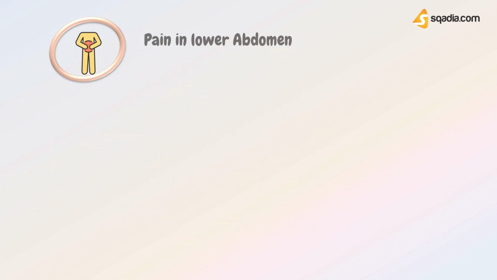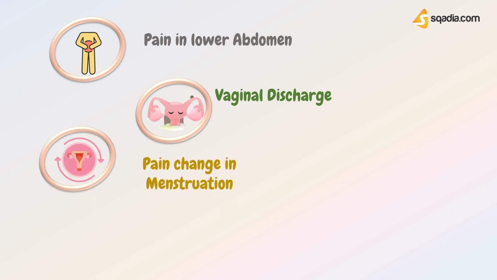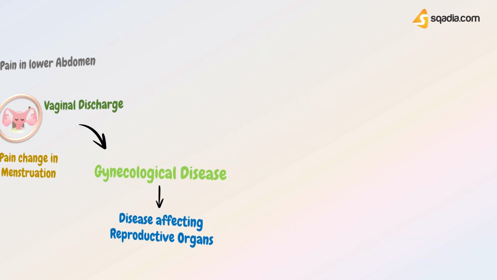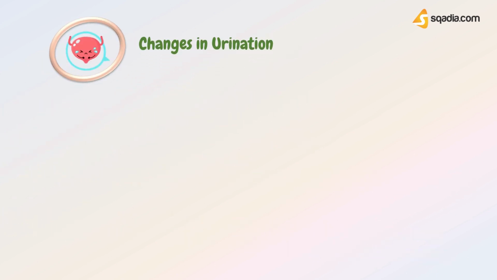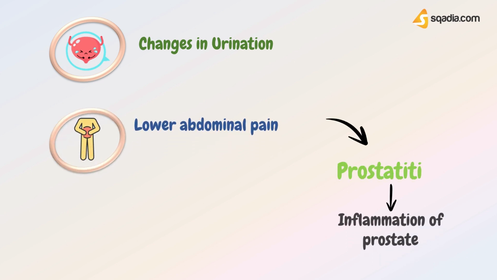What if your patient has pain in the lower part of the abdomen or sacrum, vaginal discharge? Pain may change according to menstruation. Then these symptoms might be caused by gynecologic disease, which is in fact a disease affecting the reproductive organs in the female. What if your patient has back pain, along with changes in urination, lower abdominal pain? Then these symptoms might be caused by prostatitis, which is a state of infection or inflammation of the prostate.